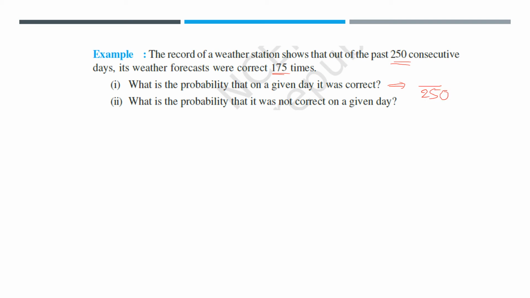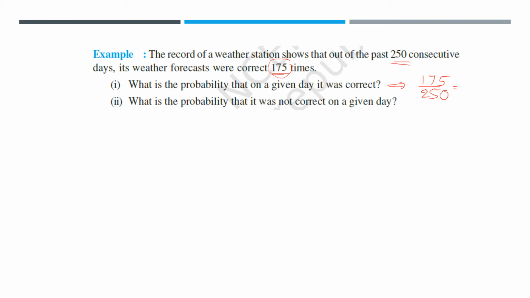What is the probability that on a particular given day, the weather forecast was correct? The weather forecasts were correct on 175 times out of the 250. So our favorable outcomes for this event is 175. So 175 over 250. This is the probability that on a given day the forecast was correct. You can work on simplifying it. In the interest of time, I will not further simplify.